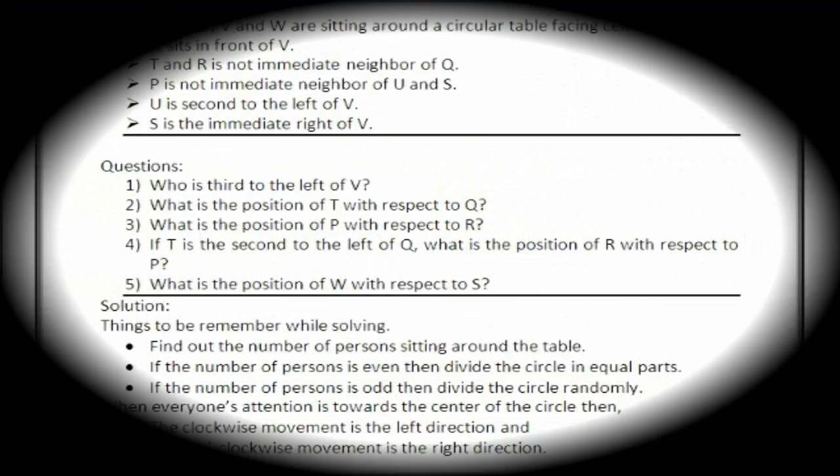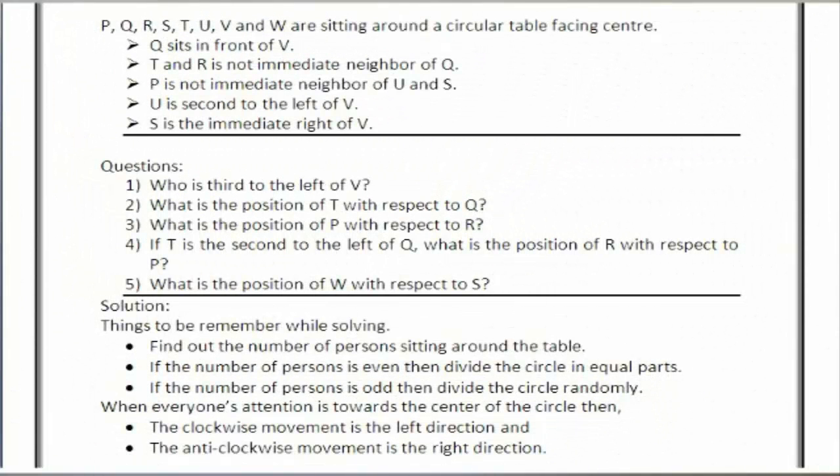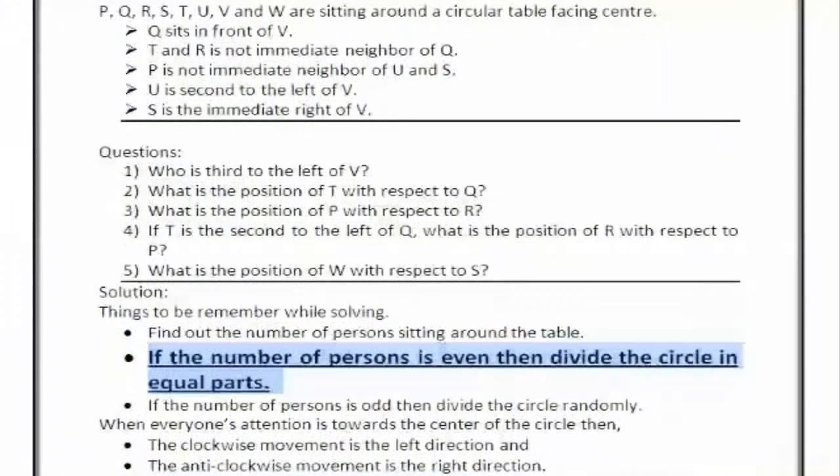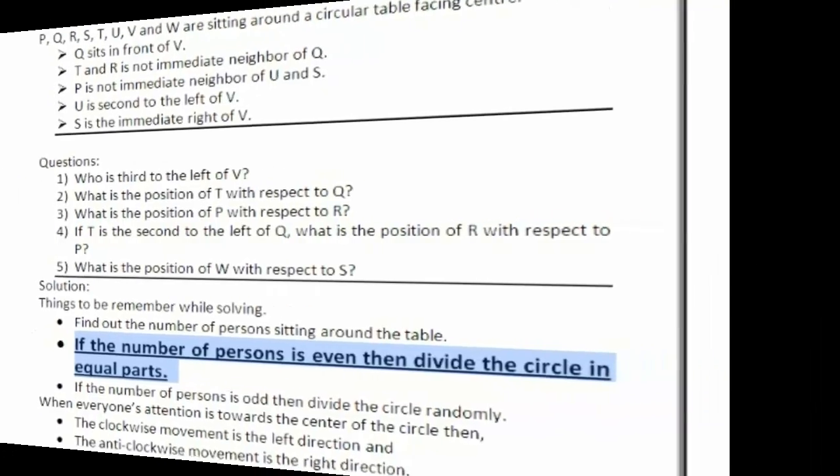Now we will first see the things to be taken care of, or the things to be remembered, while solving this kind of puzzle. The very first thing is to find out how many persons are sitting around a circle. The second thing is, if the number of persons sitting around a circle is even, then we have to divide the circle into equal parts.